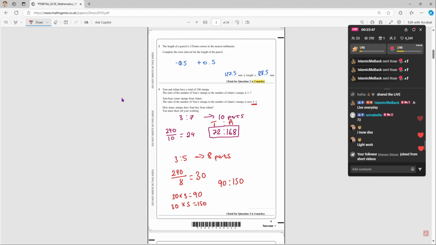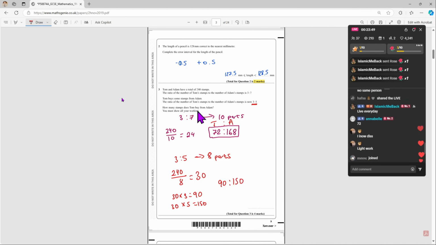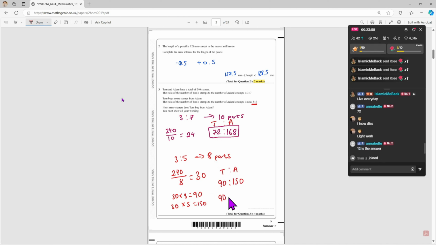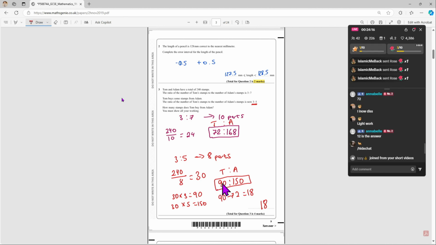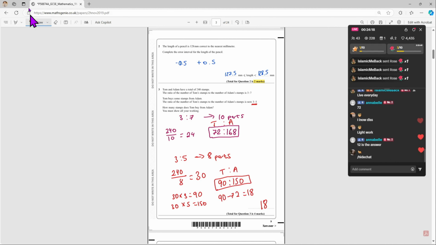So now we need to work out how many stamps Tom buys from Adam. This is from Tom to Adam. So we have to do 90 minus 72 to see how much he buys. It's going to be 90 minus 72, which gives us 18. 18 is our answer. We worked that out by using our ratio from there.